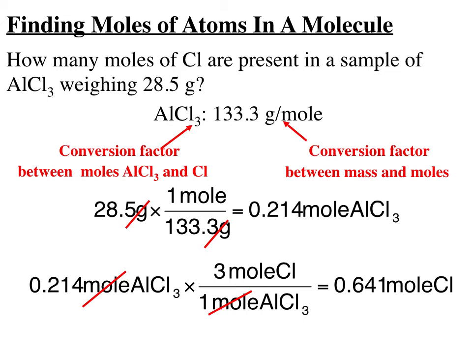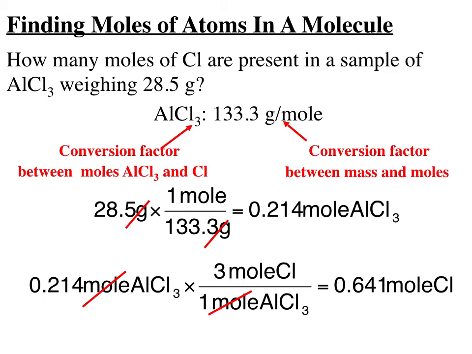What you have to recognize is that this 28.5 grams reflects not only the weight of a single Cl, it reflects the weight of 3 Cls connected to an Al. So first what you have to do is find the number of moles of AlCl3 from this 28.5 grams of that material. So I can use the 28.5 grams and convert it to moles of the molecule first.